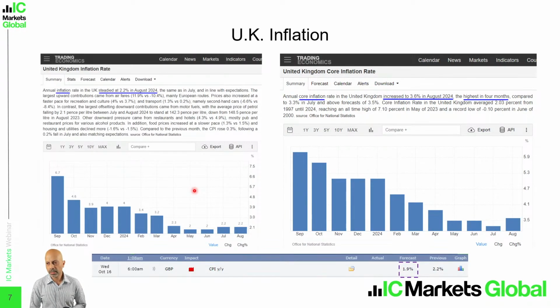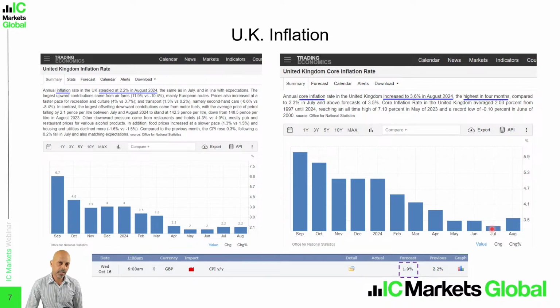All right, so just taking a slightly closer look at inflation in the UK, we can see that the chart on the left is headline CPI on an annualized basis, and the chart on the right is the core CPI on an annualized basis. We can see headline CPI has moderated down to about 2.2% over the last couple of months, right? But we've seen the core CPI accelerate from 3.3% in July up to 3.6%.